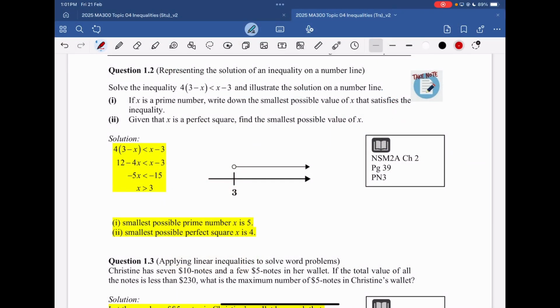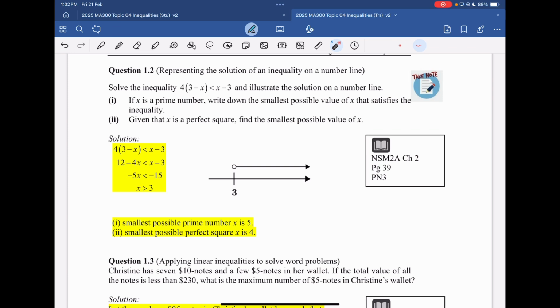You must understand what is the meaning of prime number and what is a perfect square. Prime numbers you should know, right? 2, 3, 5, 7. Perfect square means what? 1, 4, 9. Braden, after 9 is what? What's the next perfect square after 9?